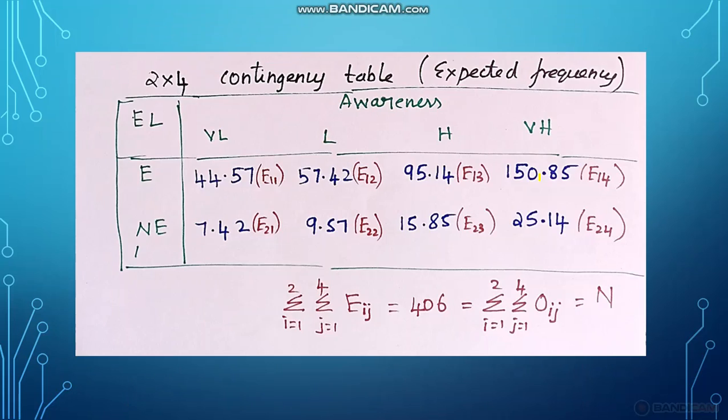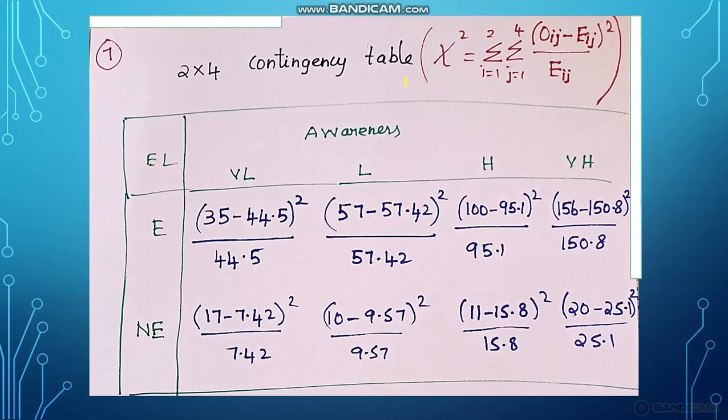After finding that, you will get values like this. Here you can see the sum of expected frequency is 406, which is the same as the sum of observed frequency, that is n. Next step is you want to apply the formula: Oij minus Eij, whole square, divided by Eij, that is observed frequency minus expected frequency whole square divided by expected frequency.